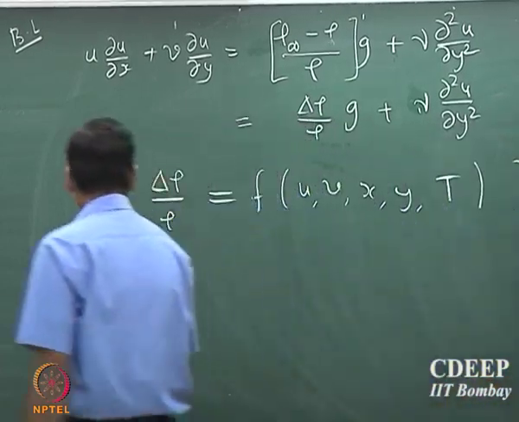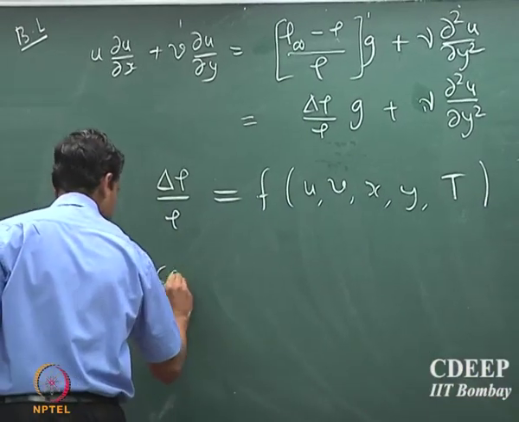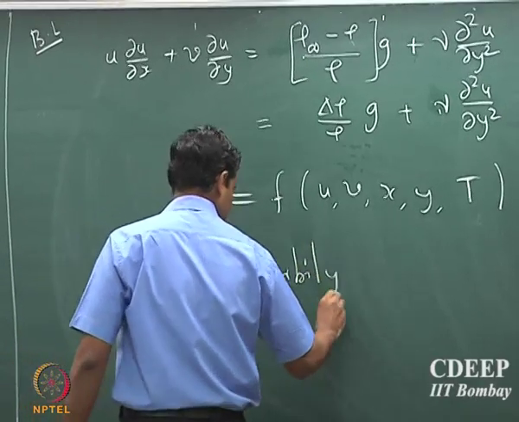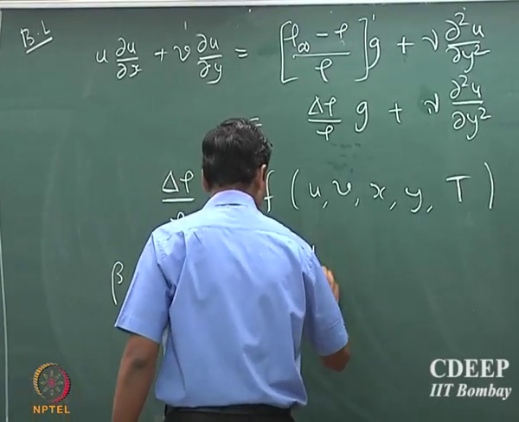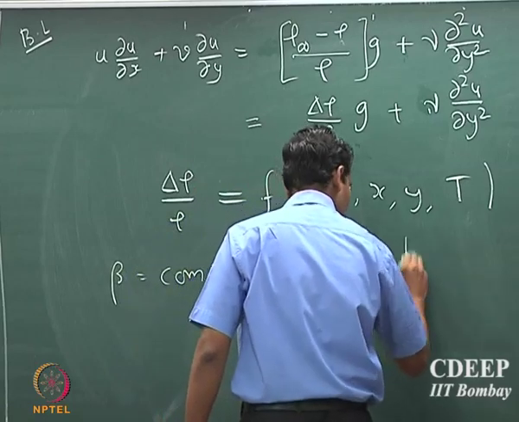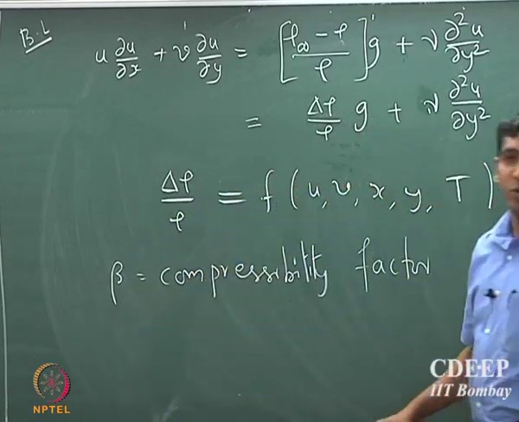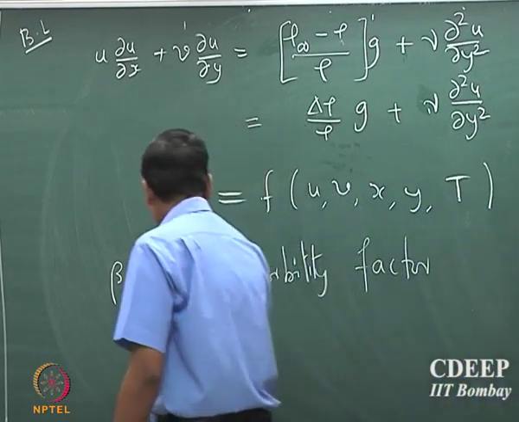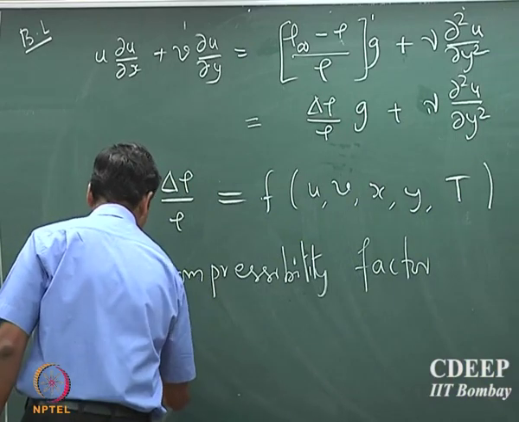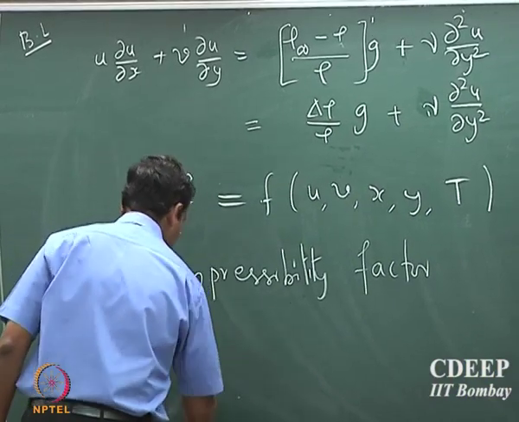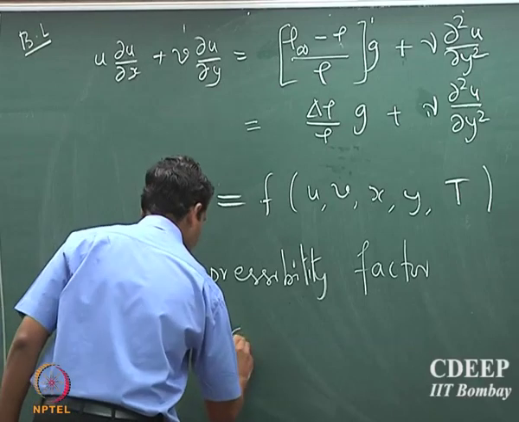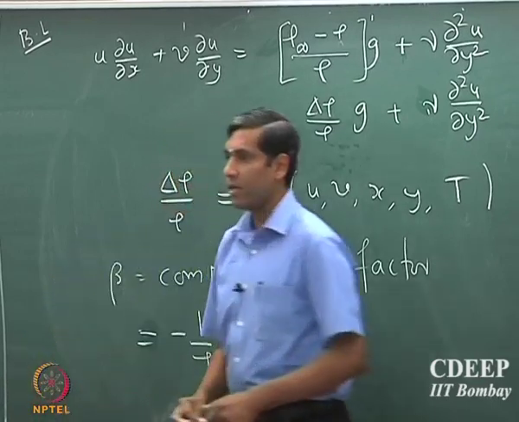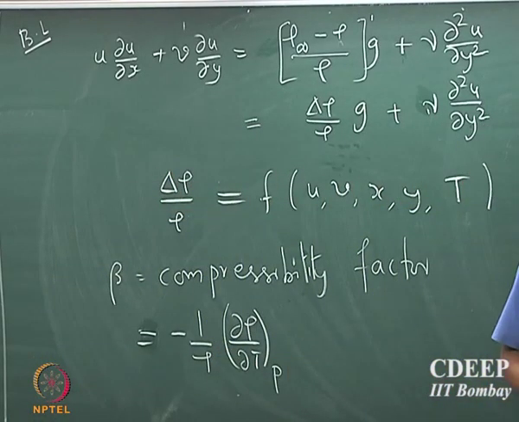So the way to do that is what is called the compressibility factor. The typical symbol that is used is beta, okay. Now the definition of compressibility factor is beta equals minus 1 by rho d rho by dT at constant pressure, okay. That is the definition of compressibility factor.